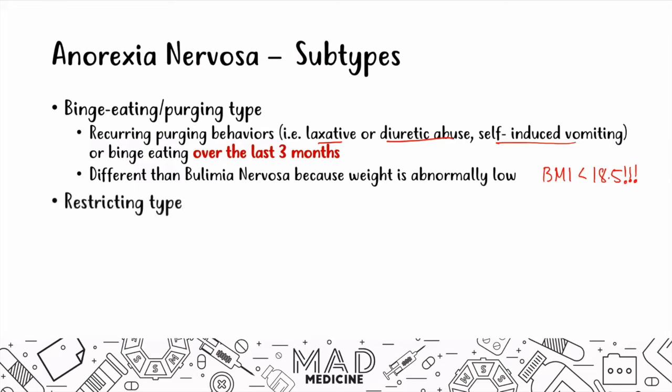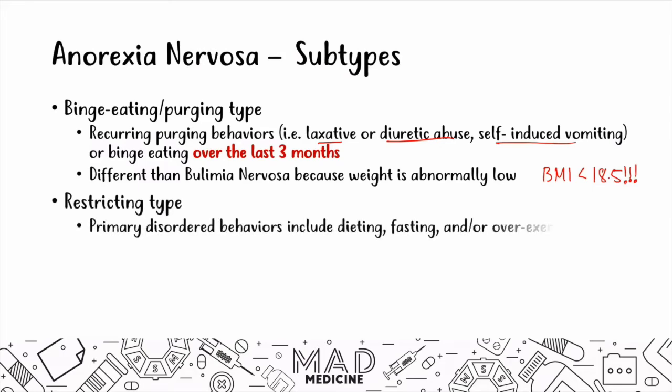Now, the second type is a restriction type. So in this type, they're not going to be binge eating and purging. They're going to be restricting their caloric intake by dieting, by fasting, or by over-exercising. People don't think about that, and I didn't either the first time, but when you think about it logically, if you are working out so much, 5 hours a day, 6 hours a day, and you're running and exercising so much, but you're not eating enough to replenish the calories you've burned, you're going to have a caloric deficiency. And it's great to lose weight, but after a while, it becomes malnourishment.